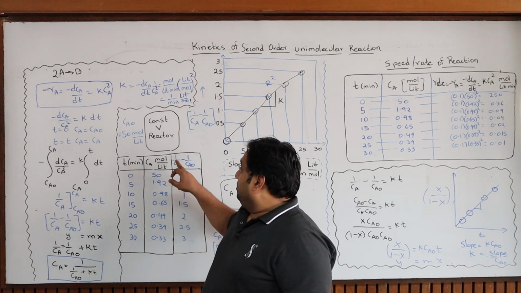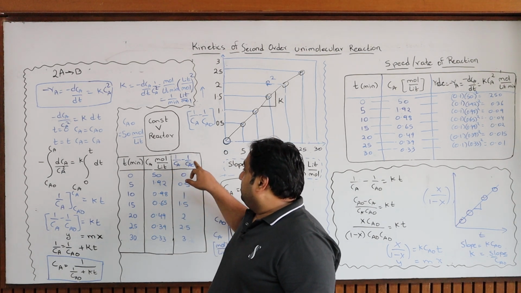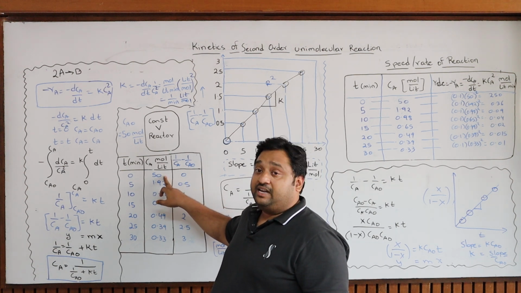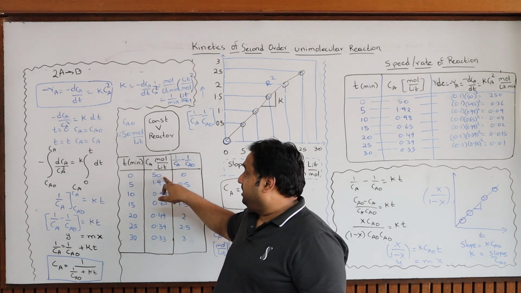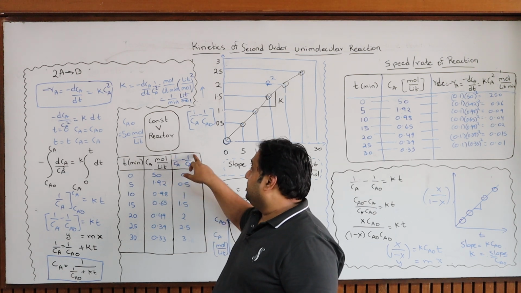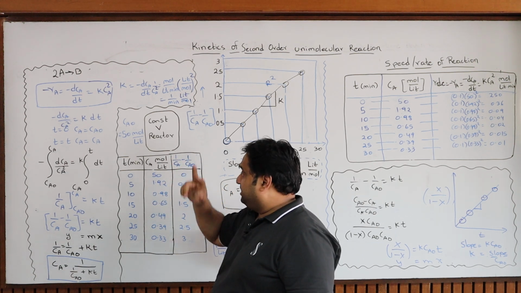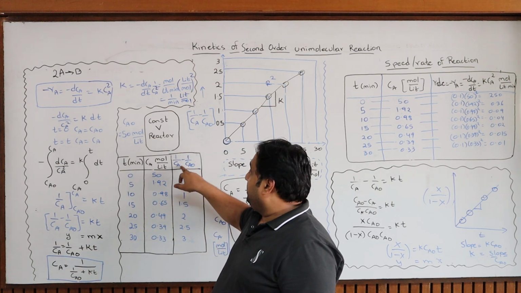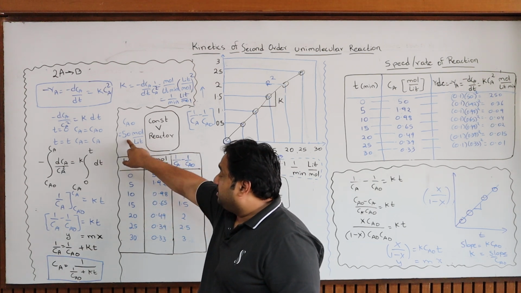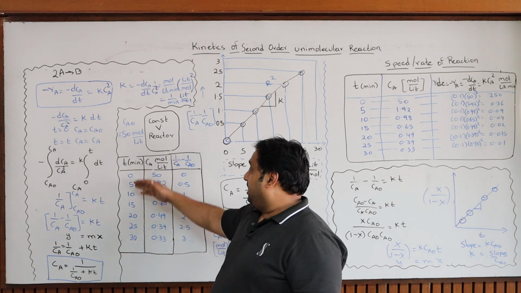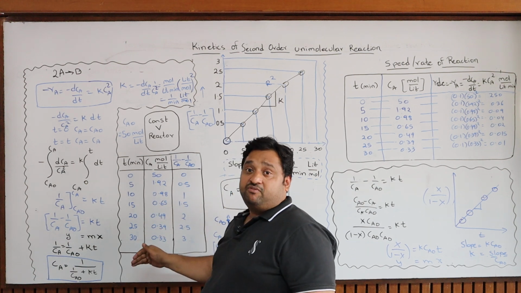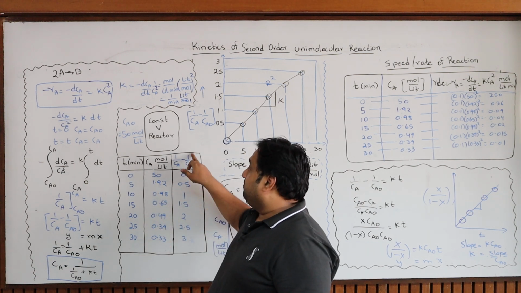And I know 1 by Ca minus 1 by Ca0. Okay, this is what I have to plot. For the initial condition at time t equal to 0, Ca is nothing but Ca0, which is 50. So 1 by 50 minus 1 by 50 is 0. After 5 minutes, my Ca is 1.92. That means 1 by Ca minus 1 by Ca0, where Ca0 is 50 mole per liter. Like that, I have calculated for all the times what my concentration of A is and what the factor 1 by Ca minus 1 by Ca0 is.